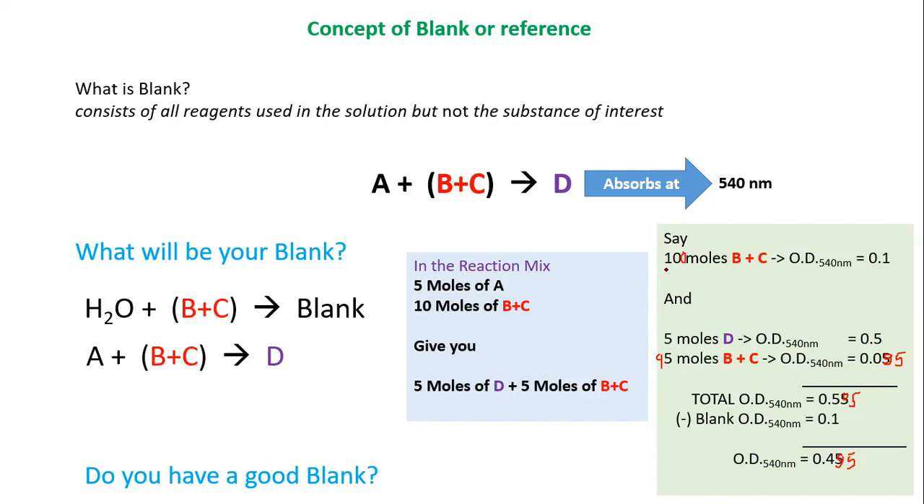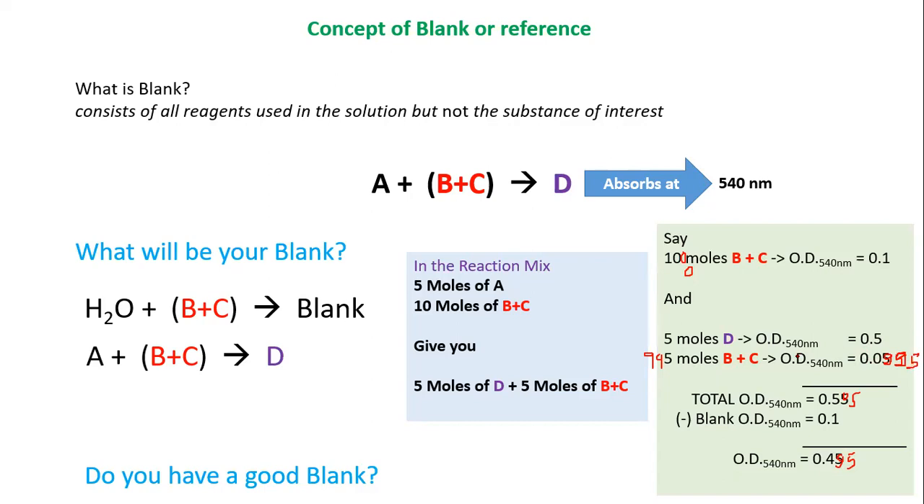Imagine now, instead of 100, there are 1000 moles of B plus C that I add, and 1000 moles give me an absorption of 0.1. So after the reaction is done, how many moles of B plus C will remain unreacted? 995. Yes, 995 moles of B plus C. So the absorption due to 995 will be 0.0995, correct?